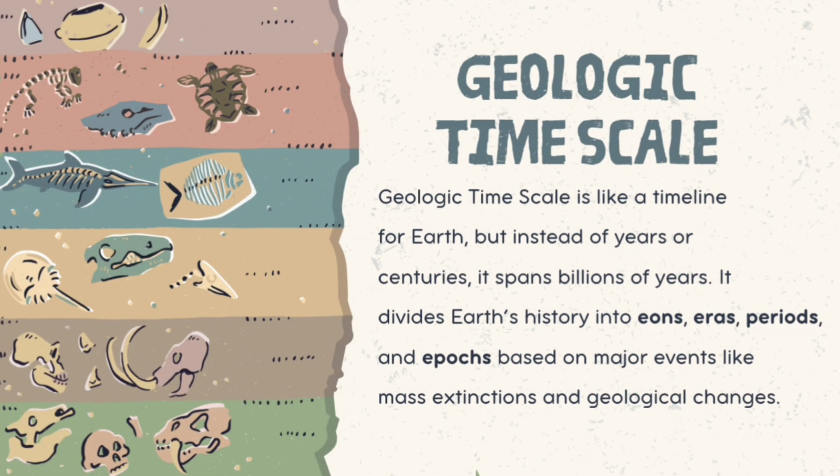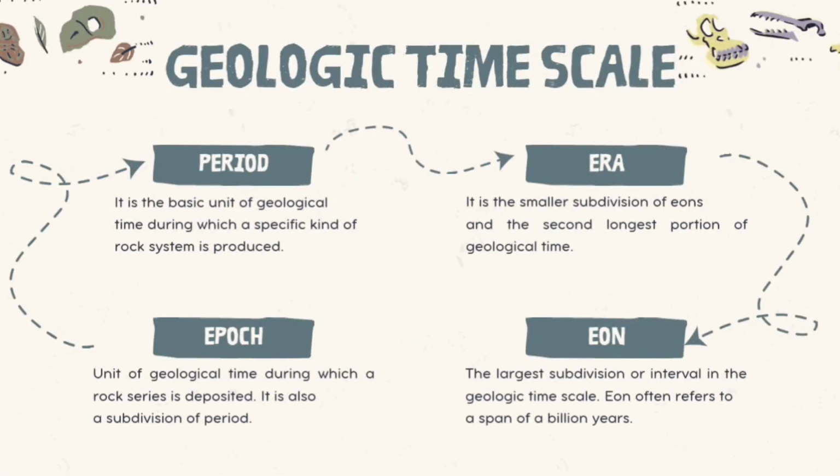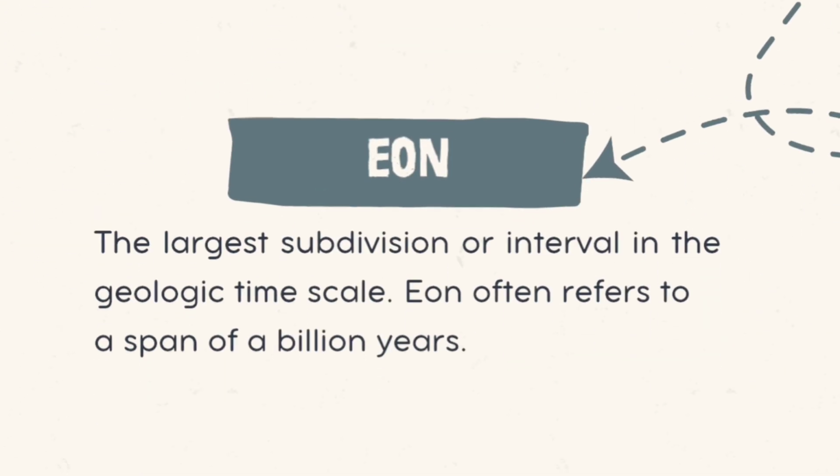Let's now turn to the geologic timescale. It provides a framework for understanding not just the past, but how life and the planet itself have evolved over billions of years. It divides Earth's history into eons, eras, periods, and epochs based on major geological and biological events. Eon is the largest subdivision or interval in the geologic timescale. Eon often refers to a span of a billion years.